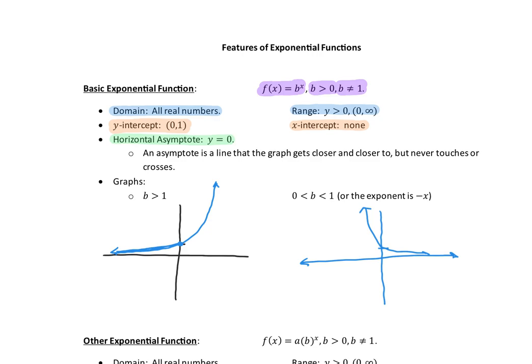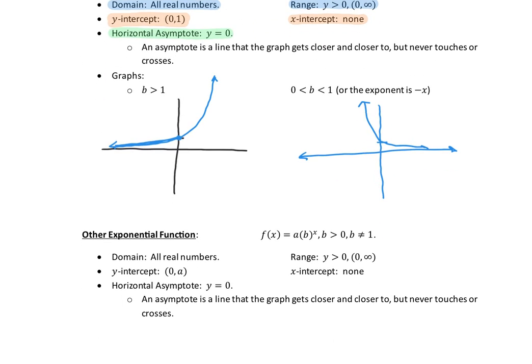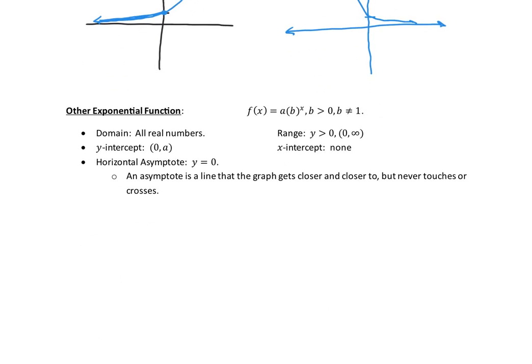The second thing we can do is we can add in a multiplier. And so our other exponential function that we are going to consider is going to be f of x equals a times b raised to the x. We do still have the same conditions. We have b has to be greater than 0, and we have b cannot equal 1.